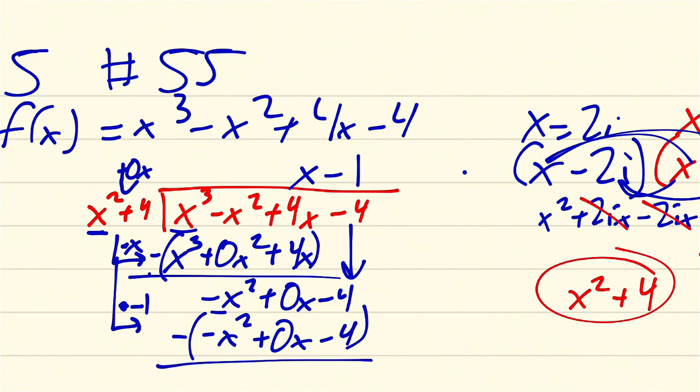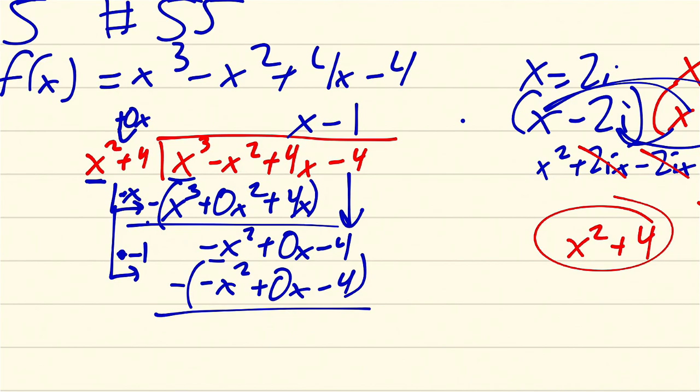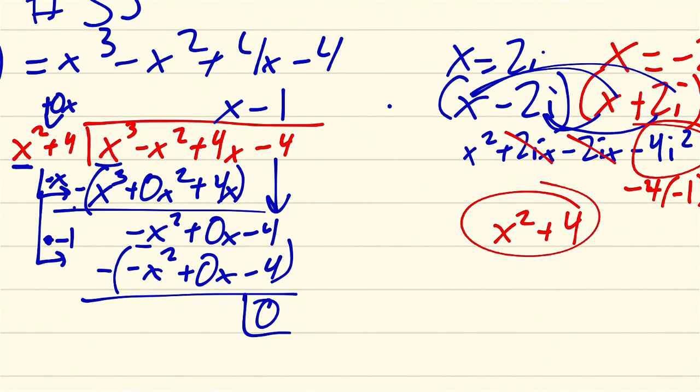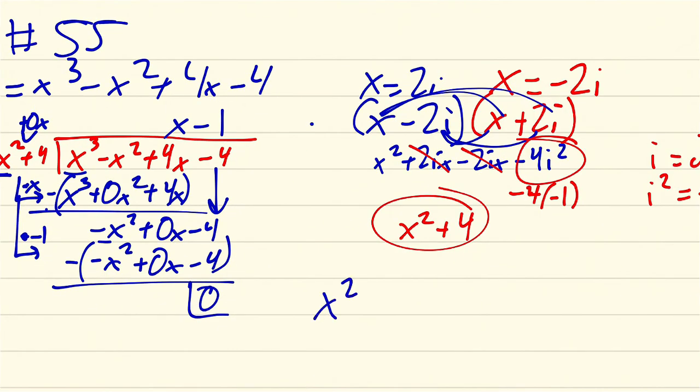When we subtract these two, you'll see it's a lot of repeats. Negative x squared minus negative x squared is 0. 0x minus 0x is still 0. Negative 4 minus negative 4 is also 0, which is good. That means we have no remainder. So now we have x squared plus 4.